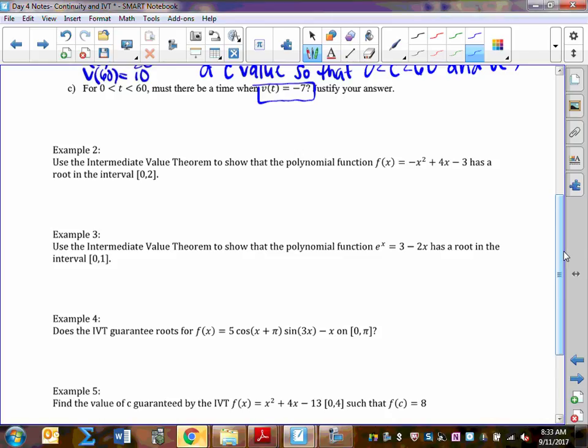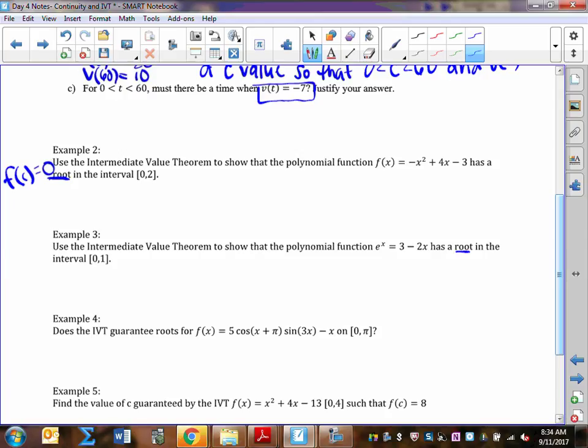What does it mean to be a root? The y value is 0, it crosses that x-axis. So in order to know that it's a root, that's f of x, f of whatever c is has to be 0, right? That's what root means. Same with the root down here. We know it's a root if that y value is 0, if it crosses that x-axis.